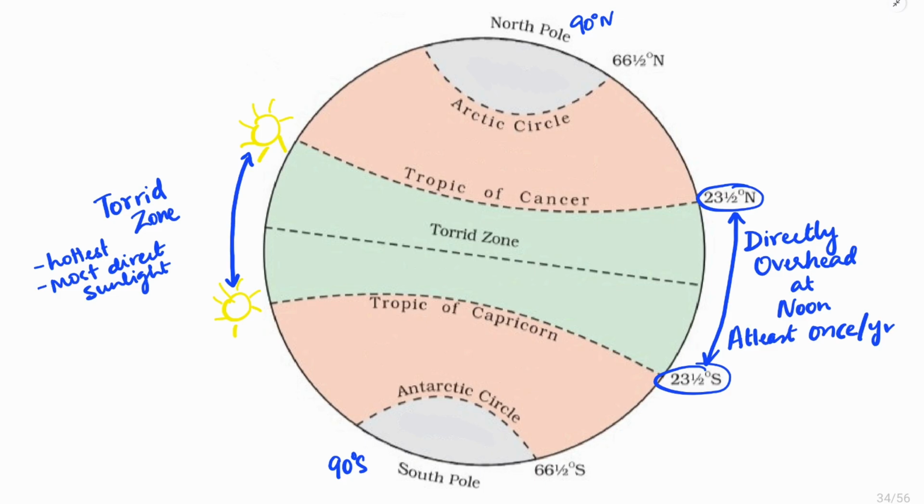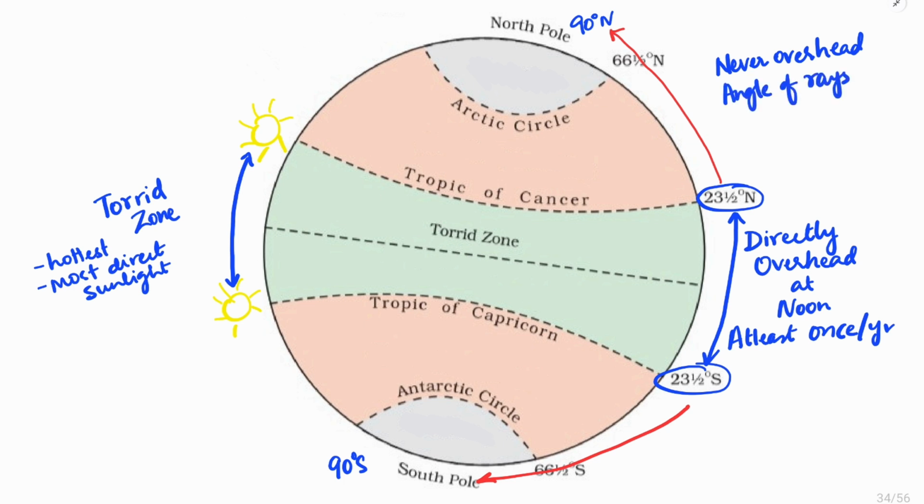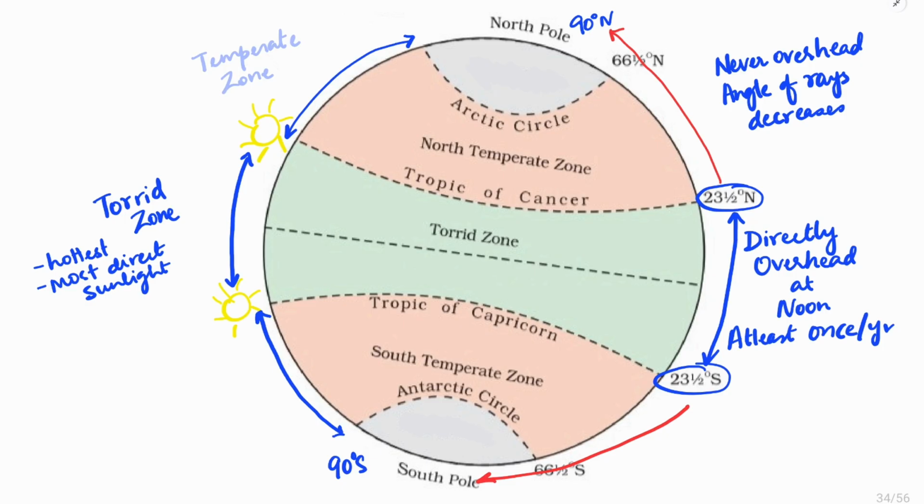In contrast to the torrid zone, the midday sun never shines directly overhead on any latitude beyond the Tropic of Cancer and the Tropic of Capricorn. As we move towards the poles, the angle of the sun's rays keeps decreasing, becoming more slanted. The areas bounded by the Tropic of Cancer and the Arctic Circle in the northern hemisphere, and the Tropic of Capricorn and the Antarctic Circle in the southern hemisphere are called the temperate zones. This is because these areas have moderate temperatures as the sun's rays are inclined and not direct.